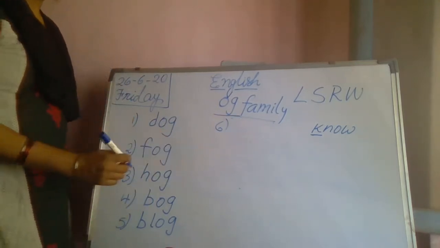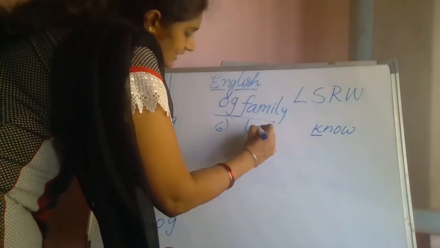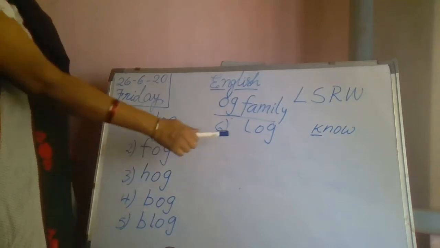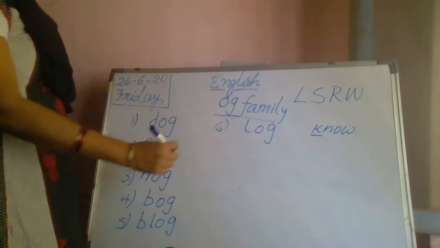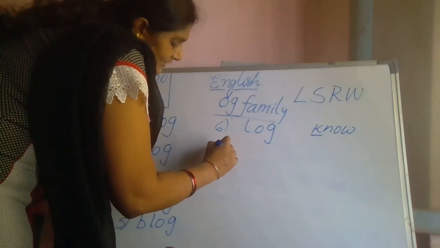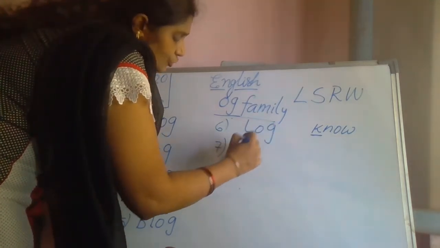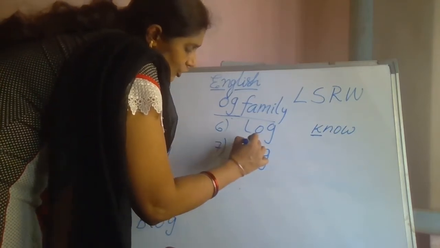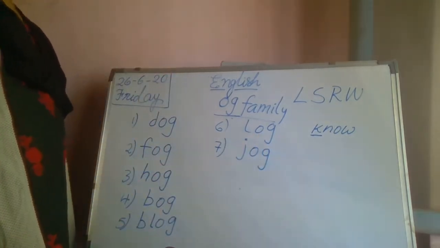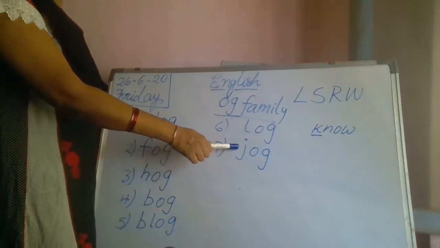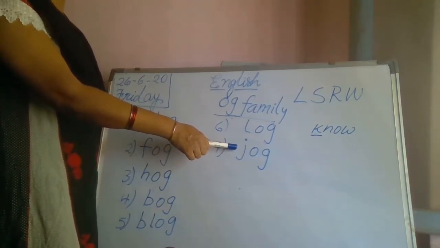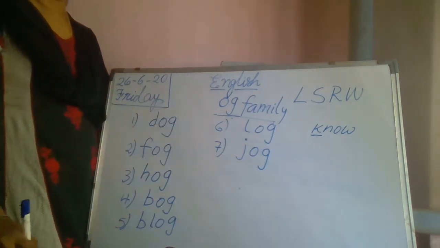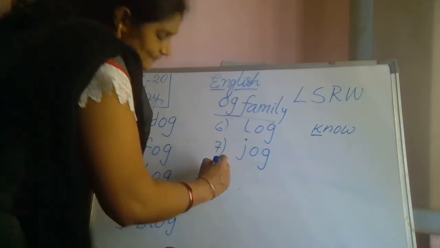Understand? Next. What is this letter? L. L-O-G, log. L for la. It gives the la sound. Next, J-O-G, jog. Jogging. J, already I told you, gives the ja sound. If we connect J to the og family, jog.